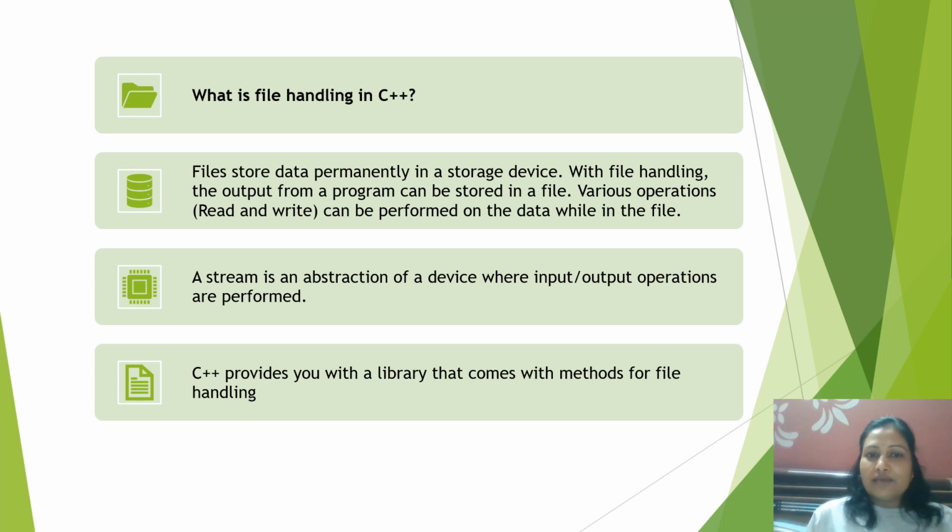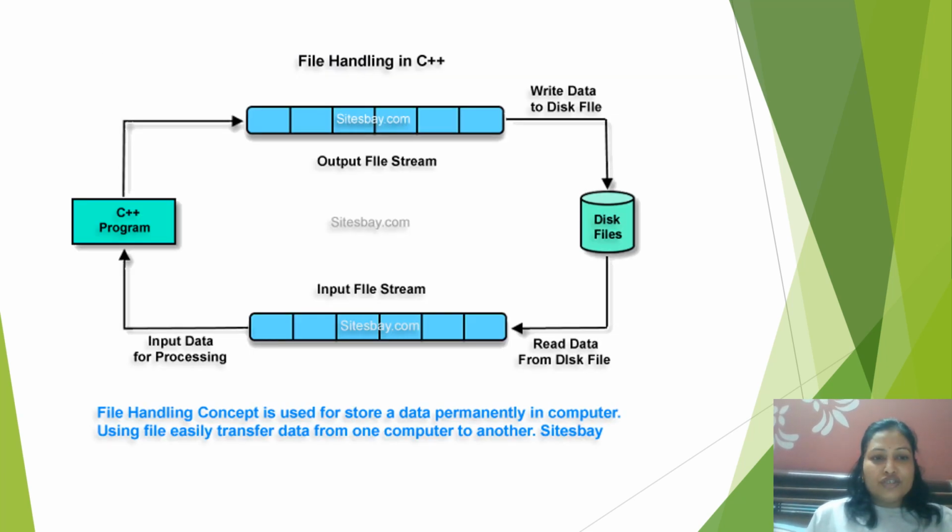A stream is an abstraction of a device where input-output operations are performed, and C++ provides you with a library that comes with methods for file handling. The next slide is showing the diagram of the file handling concept. In this we can see a C++ program uses the output file stream in order to write data to a disk file, and in order to read data from a disk file, the C++ program uses the input file stream.